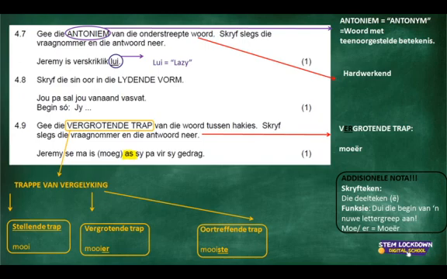Usually it's the second vowel. In this case, we have three vowels, so it's on the third one. But you can actually hear when I pronounce the word where the deelteken should go. Now, I've given you additional note here, addisionele nota.